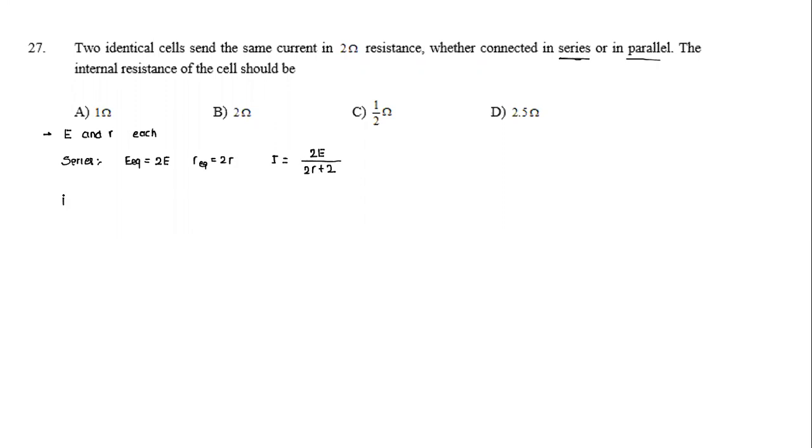The same thing when connected in parallel: the equivalent EMF remains the same if they are two identical batteries. Only the internal resistance becomes half, since they are connected in parallel. In this case, the current is the EMF of the battery, E, divided by the internal resistance plus the external resistance. These two are equal. When you equate, we can solve for R, and R comes out equal to 2 ohms. So this is also a fairly straightforward application of an equivalent battery.